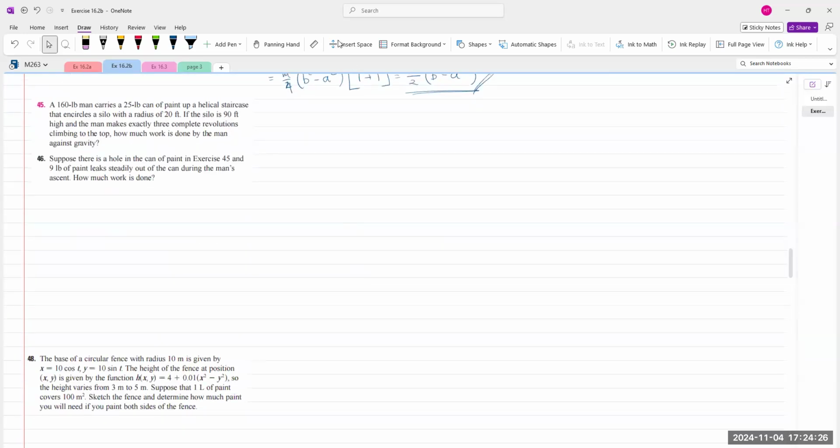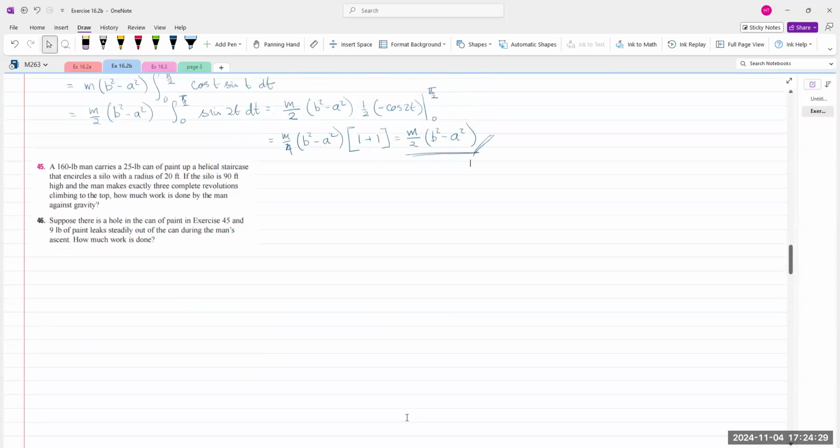Number 45. Then this question is actually fun. Let's start with number 45 first. I look at this question, and I could answer number 45 by physics right away. If you think about how we do it by physics, we have a person who is 160 pounds plus the can of paint, which is 25 pounds. Put together you have 185 pounds, right?